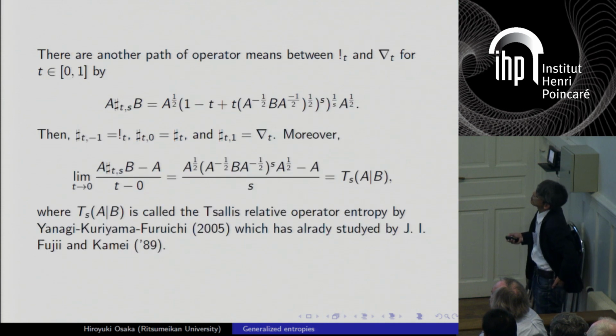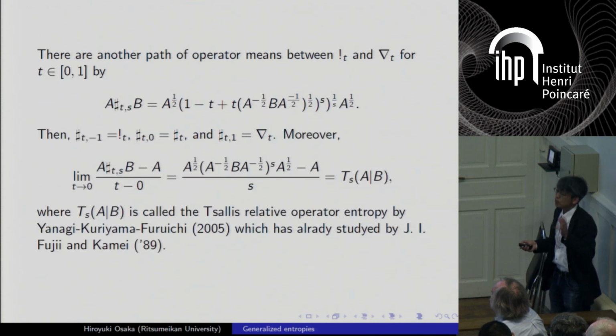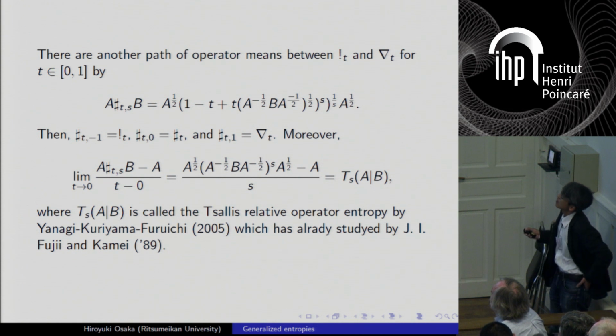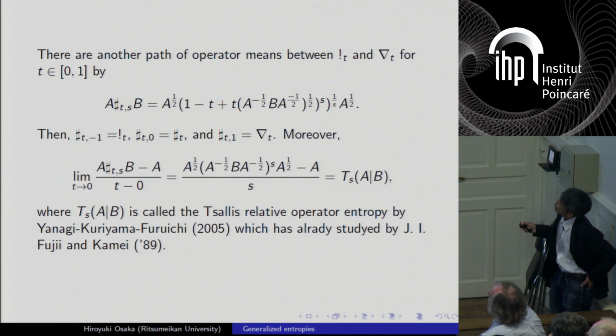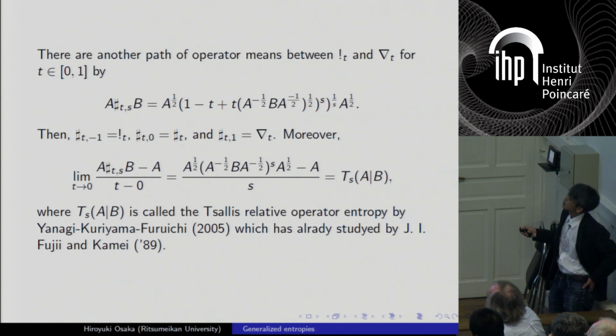Okay, next is also a double parameterized version. If you consider the double parameterized version, in this case, if s is minus 1, you get the weighted harmonic mean. And if s equals 0, it is the weighted geometric mean. And one case is the weighted arithmetic mean. The next is very important. If t goes to 0, we can get this one.